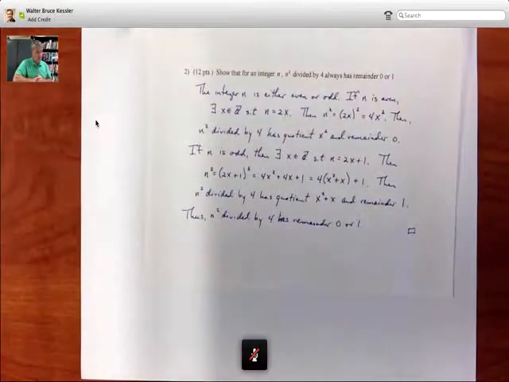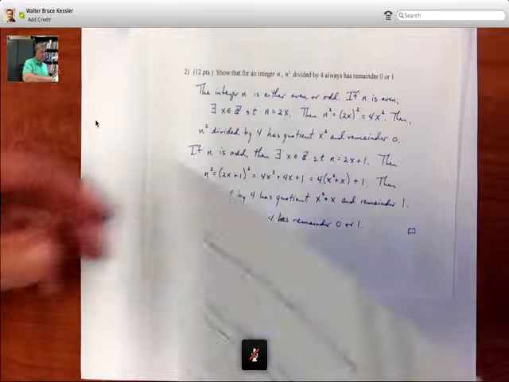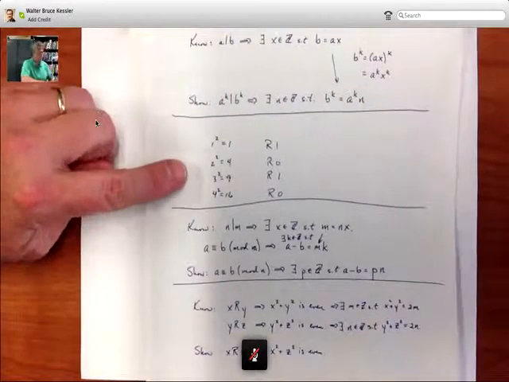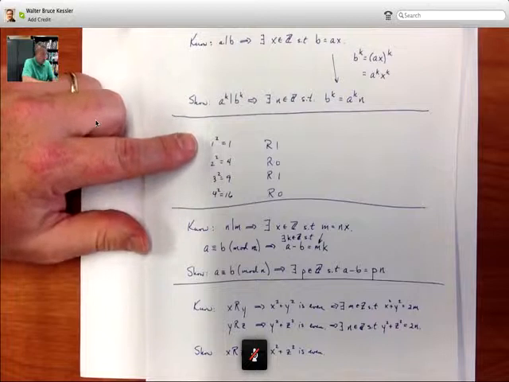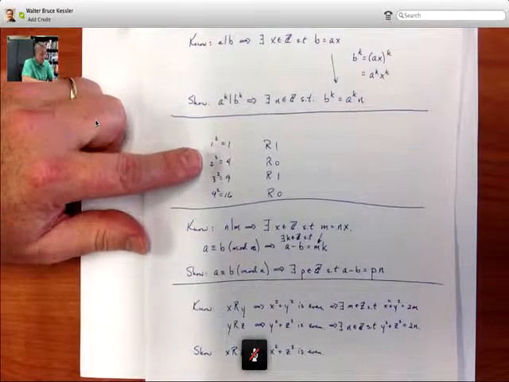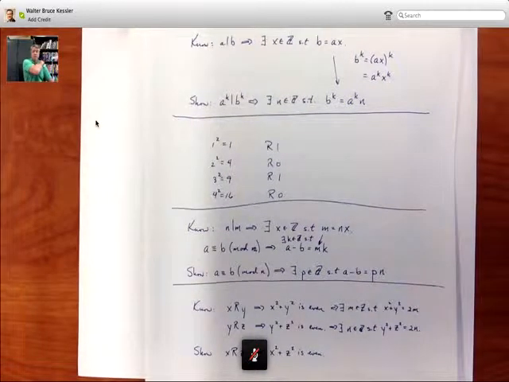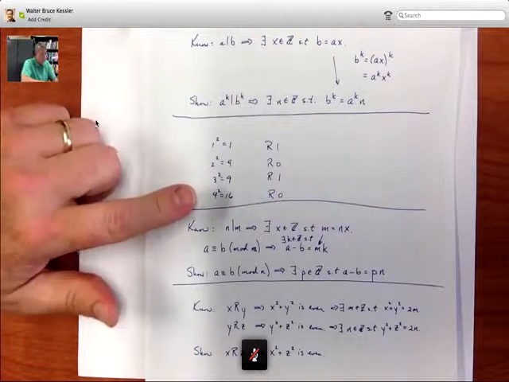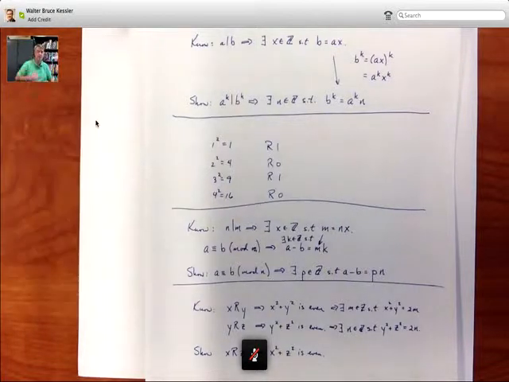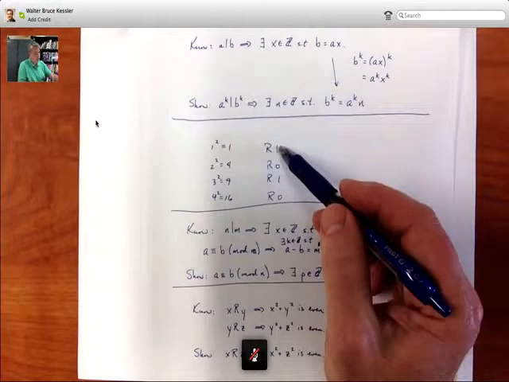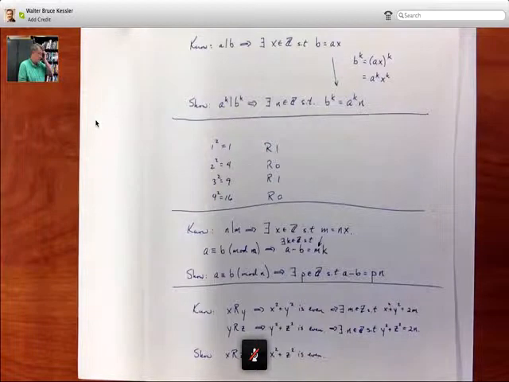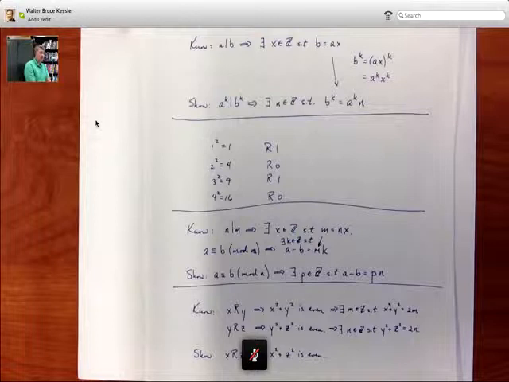Alright. Problem 2 then said, show that for any integer n, n squared divided by 4 always has remainder 1 or 0. And I started kicking around a little bit here on scratch paper just to make sure I believe that. 1 squared is 1, which divided by 4 has remainder 1. 2 squared is 4, which has remainder 0. 3 squared is 9, which has remainder 1 if divided by 4. And 4 squared equals 16, divided by 4 has remainder 0. So not only does it pick between 1 and 0, but it would appear that the odd numbers, when squared, have a remainder of 1, and the evens have a remainder of 0.